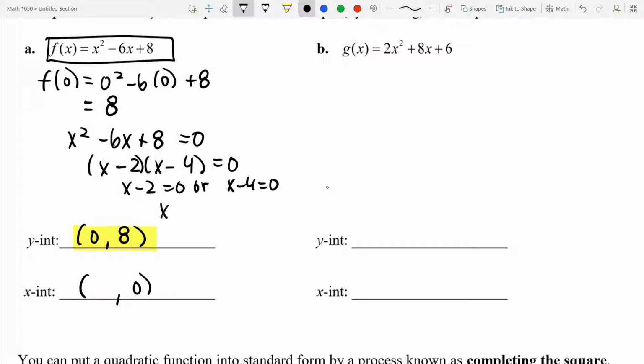Then solve the first one, x equals 2. Solve the second one, x equals 4. You do not have to write that line, x minus 2 equals 0, or x minus 4 equals 0. I just wrote it to help explain. So I know that I have an x-intercept at 2, 0. I have a second x-intercept at 4, 0. Highlight my answer. Done.